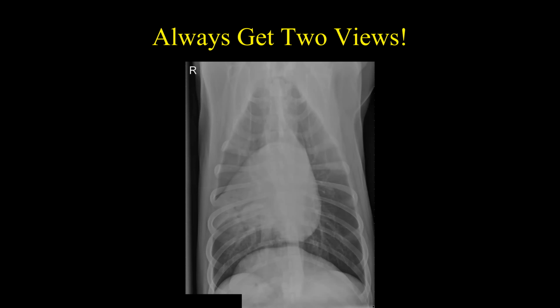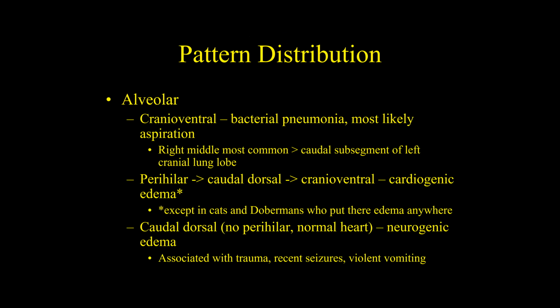Again, you're trying to get the most bang for the buck on these radiographs. We know that if the dog has aspiration pneumonia, most of the time it's going to be in the right middle lung lobe. Because of that, a left lateral view is going to show it up better than a right lateral view. So you kind of have to think on your feet as you're going.